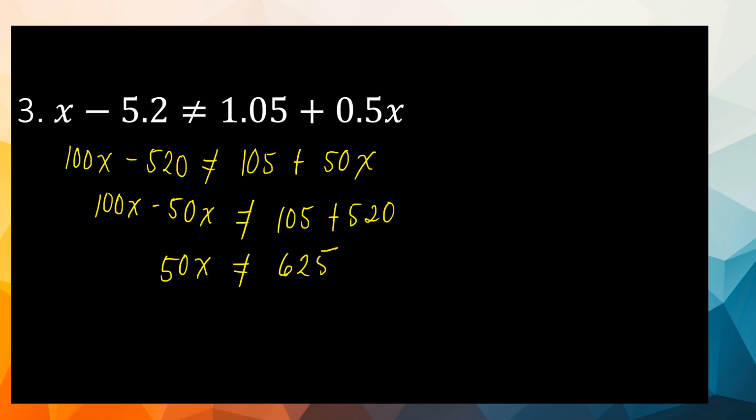Now to simplify, let's divide both sides by 50. So we can cancel 50 here, we'll be left with x, and then not equal to 625 over 50. If we simplify this, it is 25 over 2, or in decimal, 12.5.